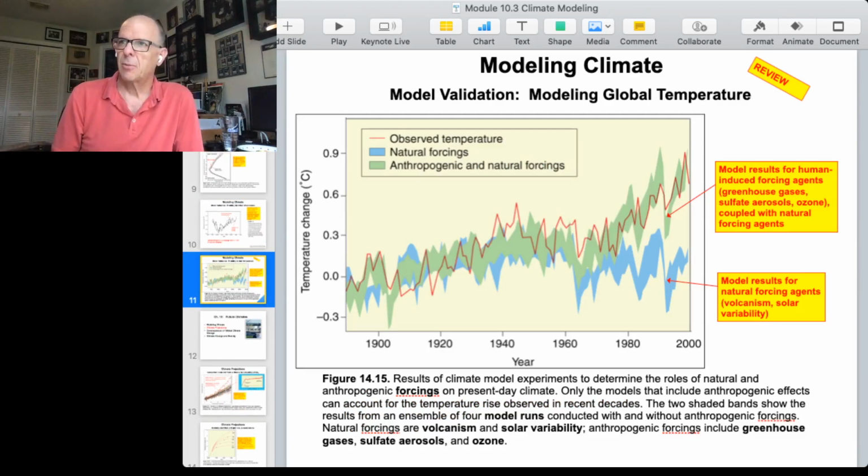Now, this is perhaps one of the more important slides, and we saw this in the previous chapter, that shows that only when we include human-caused forcings to the Earth's atmosphere in the form of greenhouse gases emitted by human activity, only then do we get model curves, the green set of curves, that agree with the observed temperature. If we do not include human activity and only include natural forcings, we get the blue family of curves.